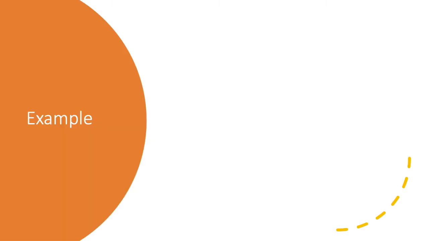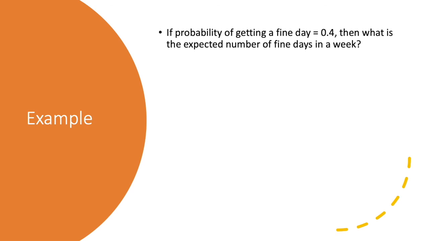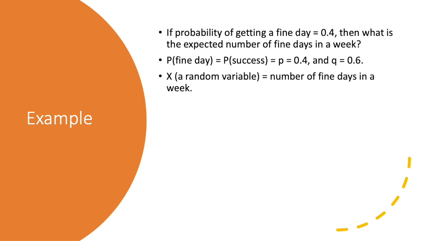So here's an example for you to try. If the probability of getting a fine day equals 0.4, then what is the expected number of fine days in a week? So let's call the fine day a success, so that the probability of success, that is p, equals 0.4. And likewise, the probability of not getting a success is 0.6, or q. Then X is a random variable that counts the number of fine days or successes in a week or in 7 days. So X is binomially distributed with n equals 7 and p equals 0.4.